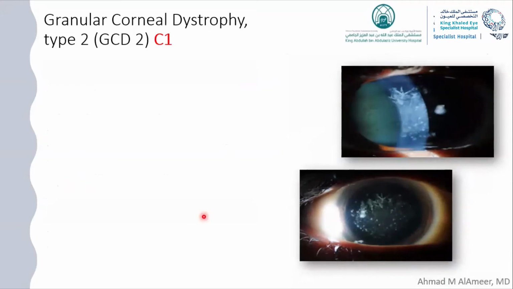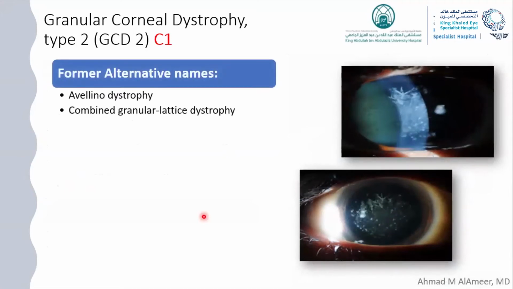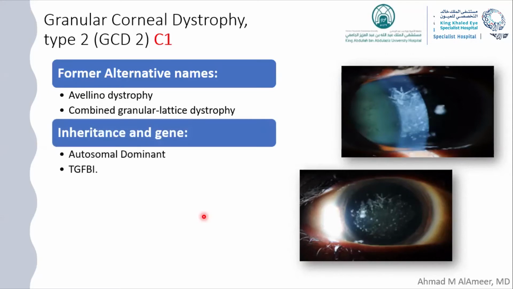Okay, type 2 granular corneal dystrophy, previously called Avellino dystrophy. Avellino is a district of Italy where the initial published pedigree originated, but the name is now considered obsolete because the dystrophy is a global occurrence. So now they are calling it granular corneal dystrophy type 2. It's a combination of granular plus lattice, but the lattice here is different than in lattice corneal dystrophy. In lattice corneal dystrophy, the lines are interconnected to each other, but here it's star-shaped.